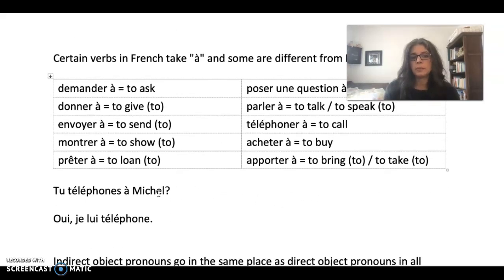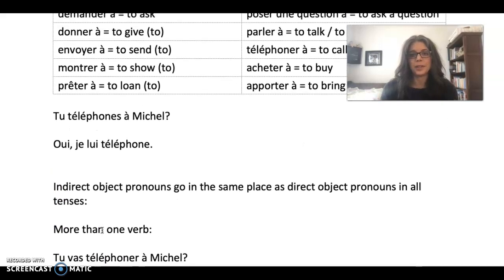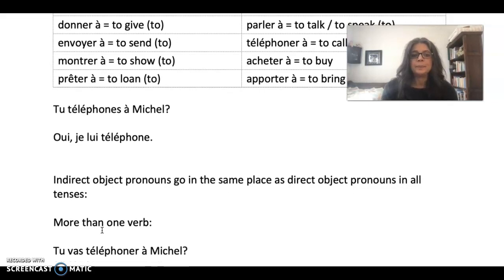So I just put an example with téléphoner because it's kind of funny. You think that when you call someone, that someone must be a direct object, but not in French. In French, you use à with téléphoner. So you need to use the indirect object pronoun lui. Je lui téléphone. I call him. Literally, you're saying I call to him. I know, it's kind of weird.